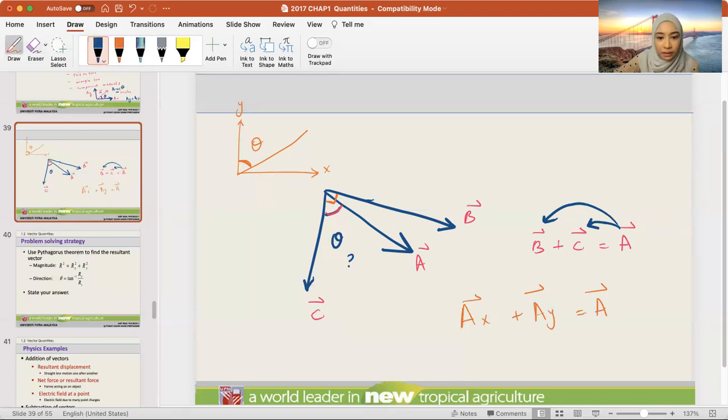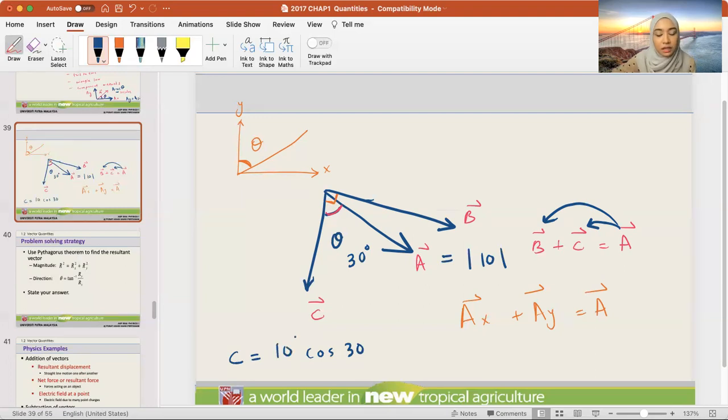So let's say this angle is 30, and A vector is equal to 10. It's a bit confusing, but bear with me. This will lead to something. So I want to find out what is C. C is equal to A cosine 30, and in this case, A is 10.